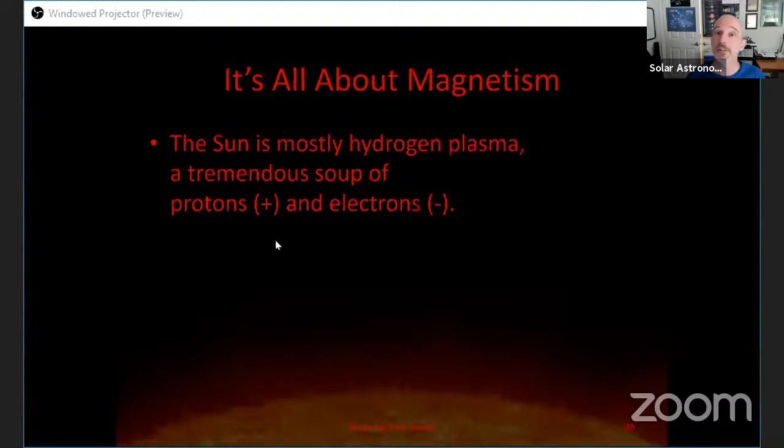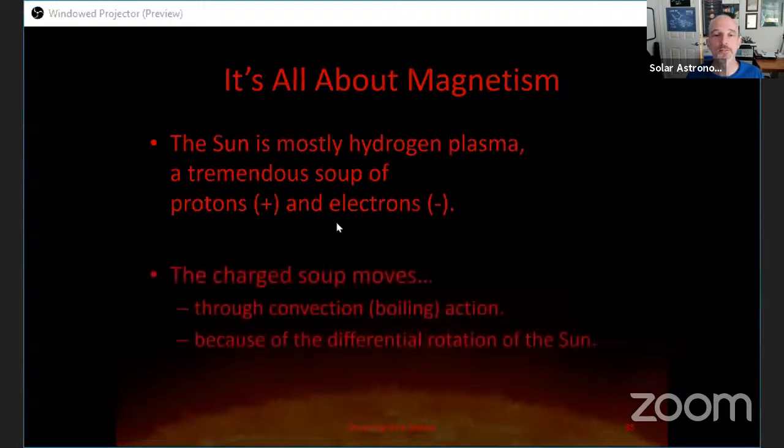So the sun is mostly hydrogen. We talked about that already. Specifically, it's something called hydrogen plasma. Plasma is just really hot gas in a sense, where electrons and protons have been separated. So this whole thing is a tremendous soup of charged particles: protons, which are positively charged, and electrons, which are negatively charged. So the sun is this soup of charged stuff.